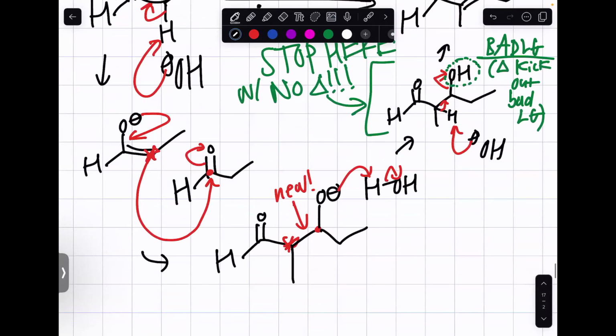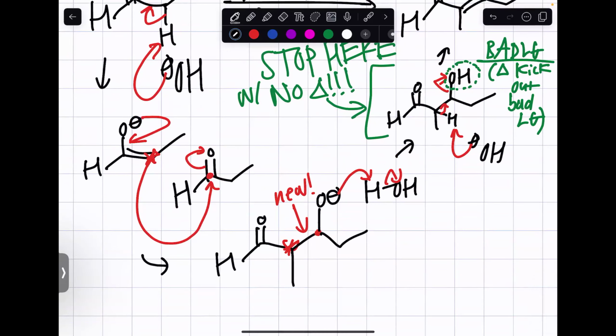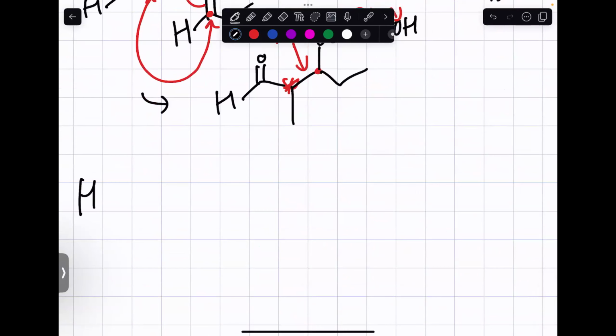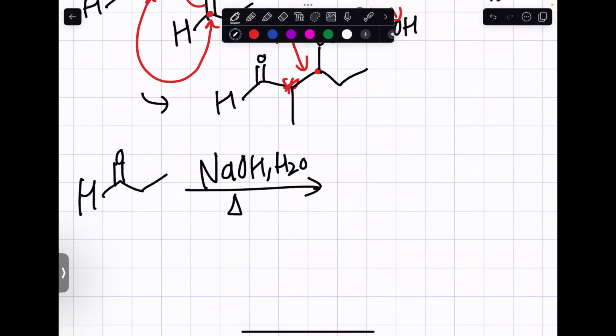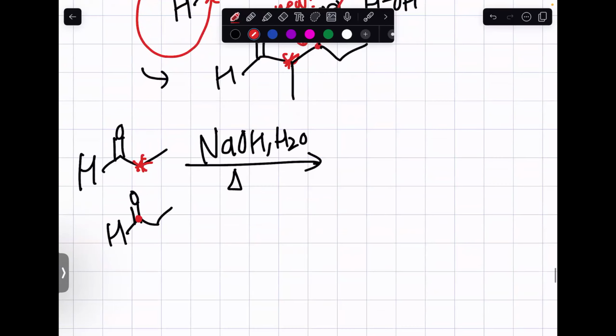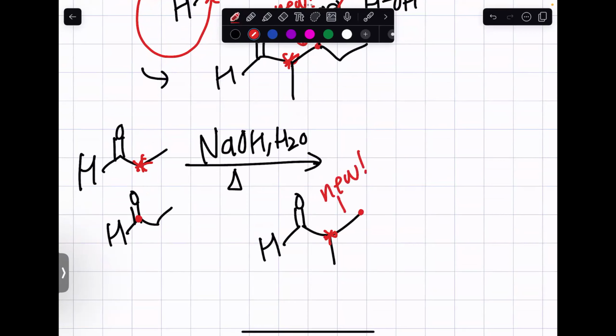Before we go over that, I'm going to show you a trick on how to predict the product without drawing out the whole mechanism. You know how we started with this structure and we put NaOH, water, and heat? To predict a product fast, star the nucleophile, the attacking atom, which is the alpha carbon of the enolate. Dot the atom being attacked, which is the carbonyl carbon of an aldehyde, most likely. It could be a ketone as well. Make a new bond between star and dot.